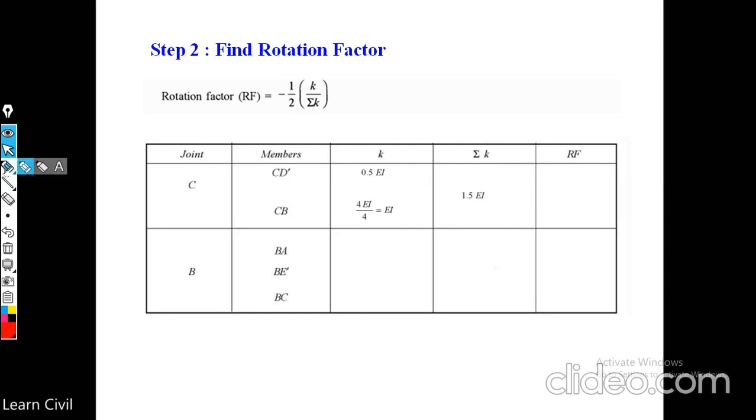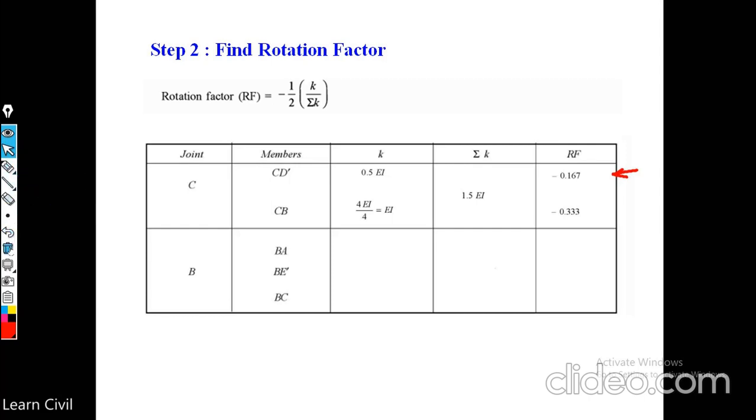Now the rotation factor is given by this particular formula, that is, rotation factor is equal to minus half into K by summation K. Therefore the rotation factor for CD dash will be equal to 0.5 divided by 1.5, that is equal to minus 0.167. Similarly for CB it will be minus 0.333.